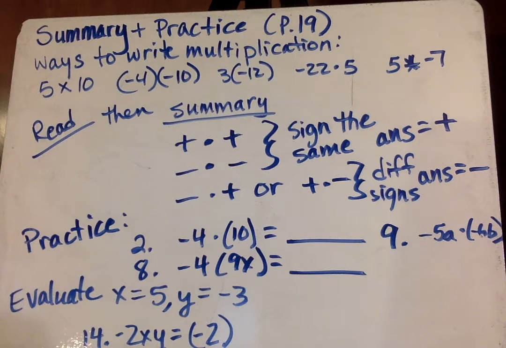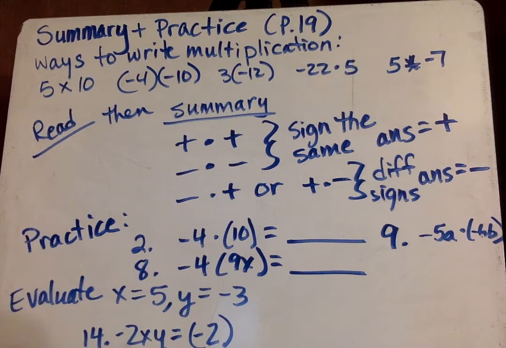So this is section 1.5. Our objective is to learn how to multiply integers. And again, our integers are negative and positive numbers plus 0, no fractions, no decimals, okay? And we are going to skip the first page on 1.5 and go on to the back page, page 19.